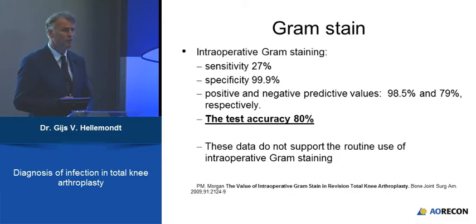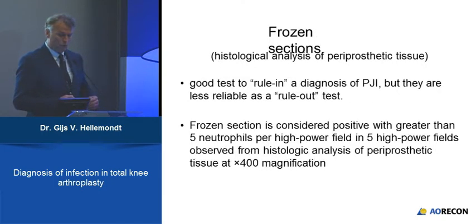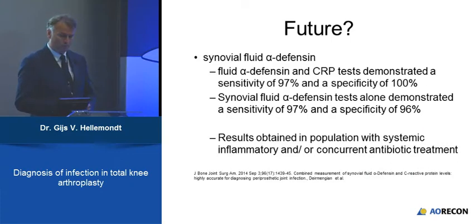What about Gram stains? There's, I think, substantial literature telling you that this test accuracy is approximately 80%, which means that, unfortunately, so far we don't use it anymore. Then, of course, frozen section, so get histology. I think it's a good test to rule in, to diagnose, but it is less reliable in ruling out, so we don't use it routinely. What about the future?